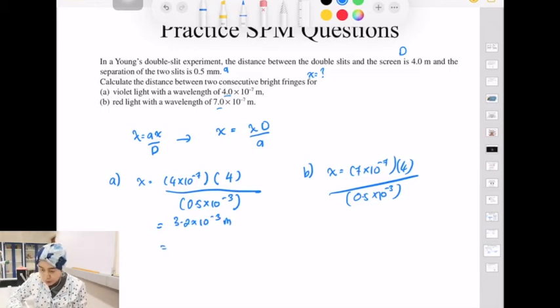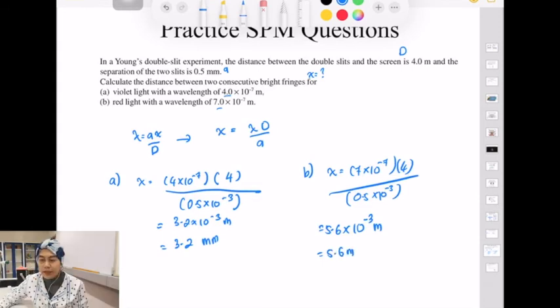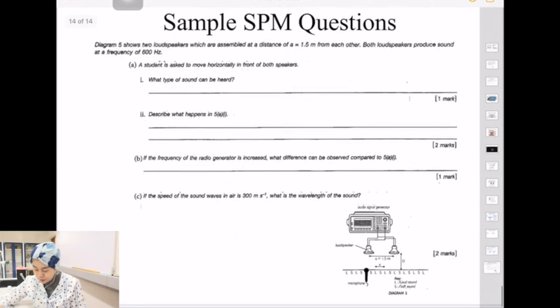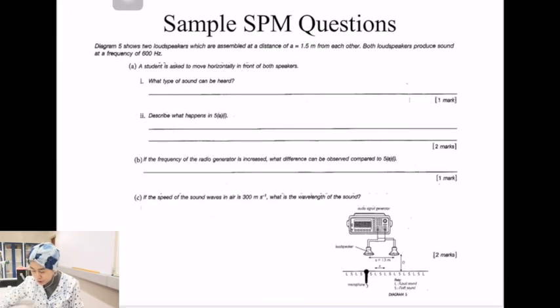You can also write it as 3.2 millimeter. And here you will get 5.6 times 10 to the power negative 3 meter. And 6 millimeter. Okay. Last question. You can read out the question, try it, pause the video, and come back later for the answer.